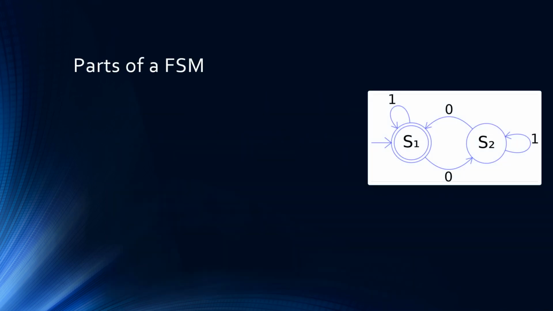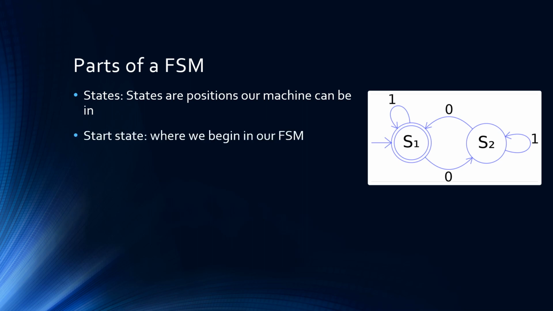Finite state machines are made up of states and the transitions between them. States are the positions a machine can be in at any given time. We give a special name to the start state. This is the point where we would begin any investigation with our finite state machine. The start state is recognized because it has an arrow coming from outside of the machine into the start state. In this example, you can see that the start state is S1.